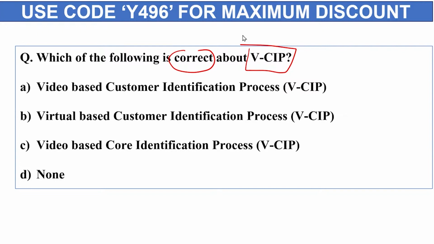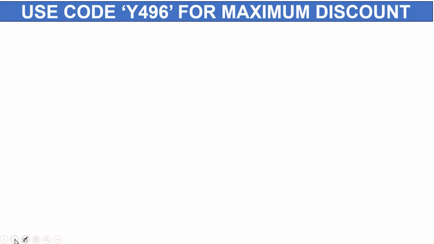The right answer is that you are doing a video conferencing based clearance. That is why it is known as video based customer identification process, because the clearance of the CIP will be done on a video conference. So customer identification process can be done electronically by VCIP, digital KYC is allowed, or you can outsource it as well to a third party. Right answer is A.